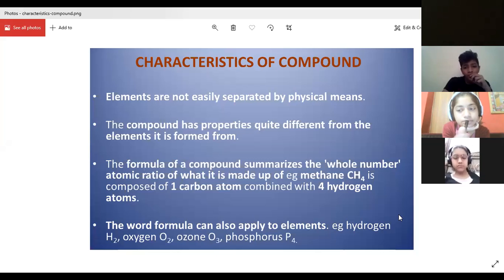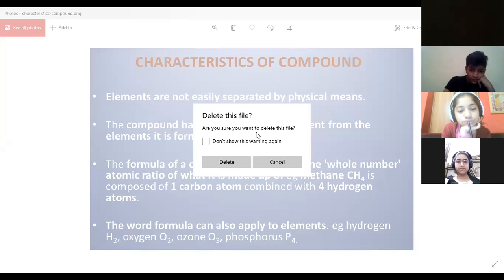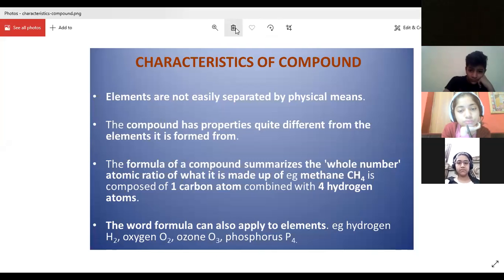Okay? The formula of a compound summarizes the whole number atomic ratio of what it is made up of. For example, methane, CH4, is made of whole numbers. What are your whole numbers? The chemical formula of a compound is always made from whole numbers. Then the word formula can also apply to elements. The word formula of compounds can be applied to elements, but the word formula of elements we cannot apply to compounds. All right. So these were a few of the differences between your compounds and your elements.